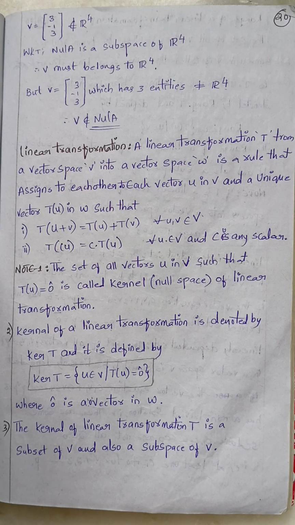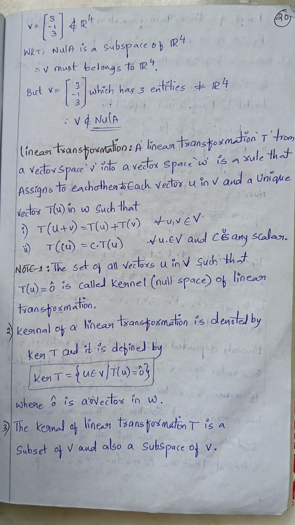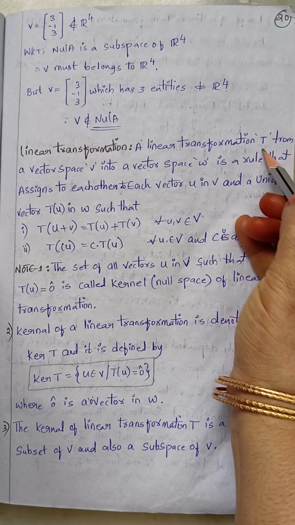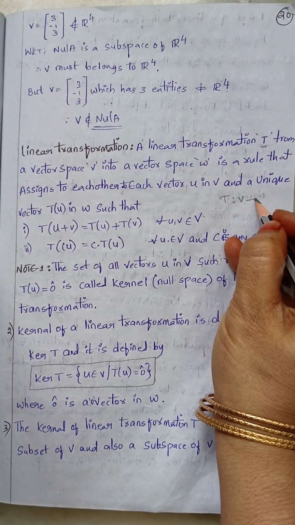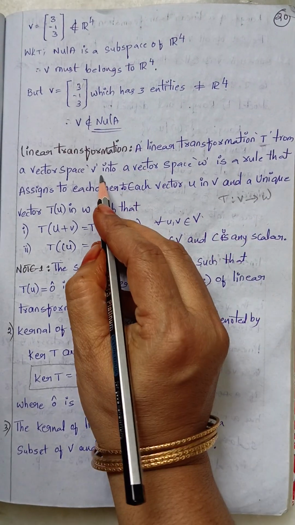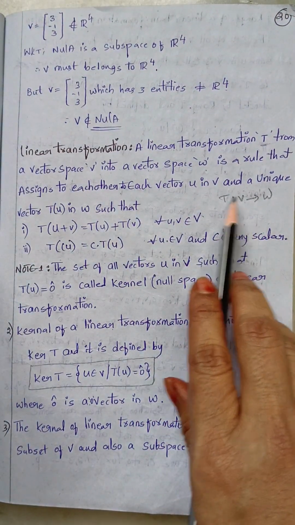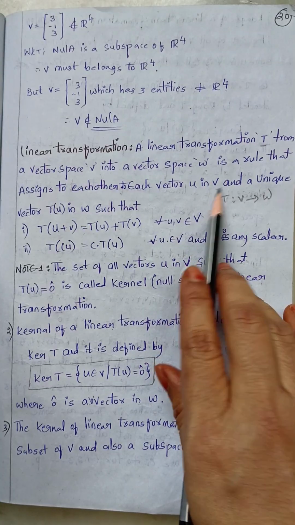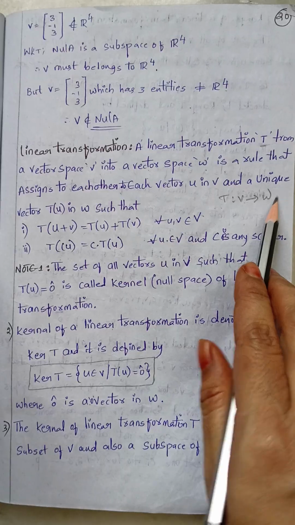Hello students, in this video we will discuss linear transformation. Linear transformation means we are taking a mapping or a function from one vector space V to another vector space W. From V to W, it satisfies two conditions: when you take a vector u from V, then the transformation of u belongs to W.